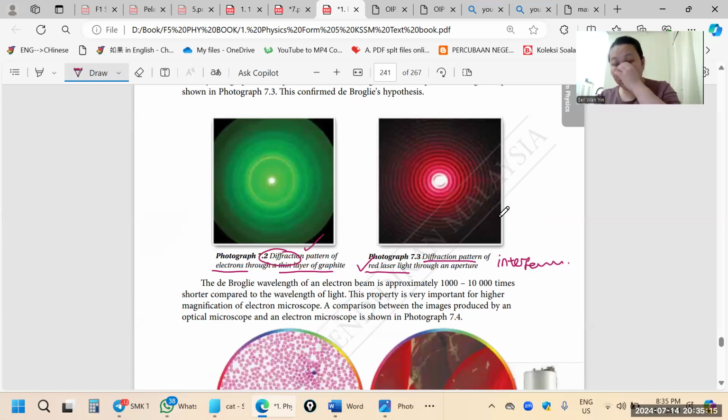So he said all of the atoms or subatomic particles like proton and electron are particles, but they also have a wave effect. If it is light, it also has a particle effect. So it's called wave-particle duality.